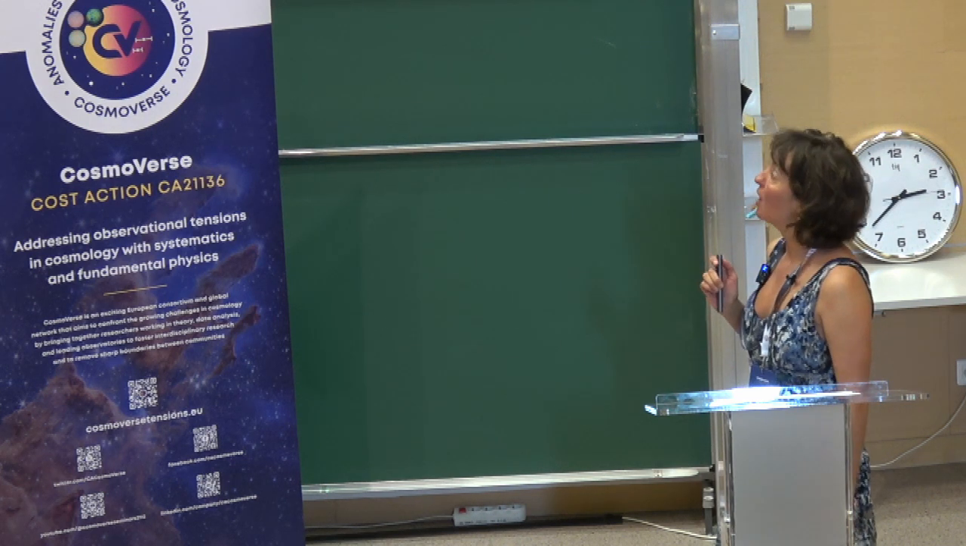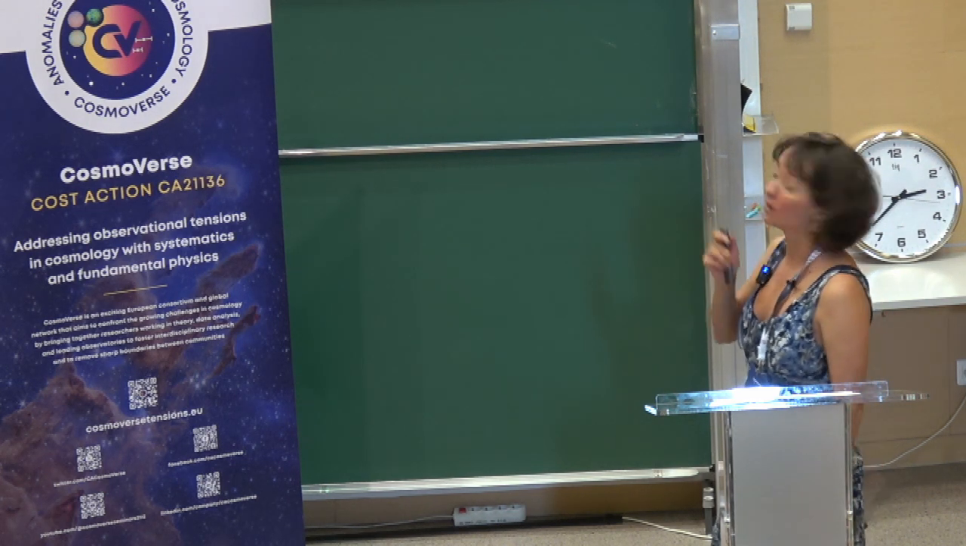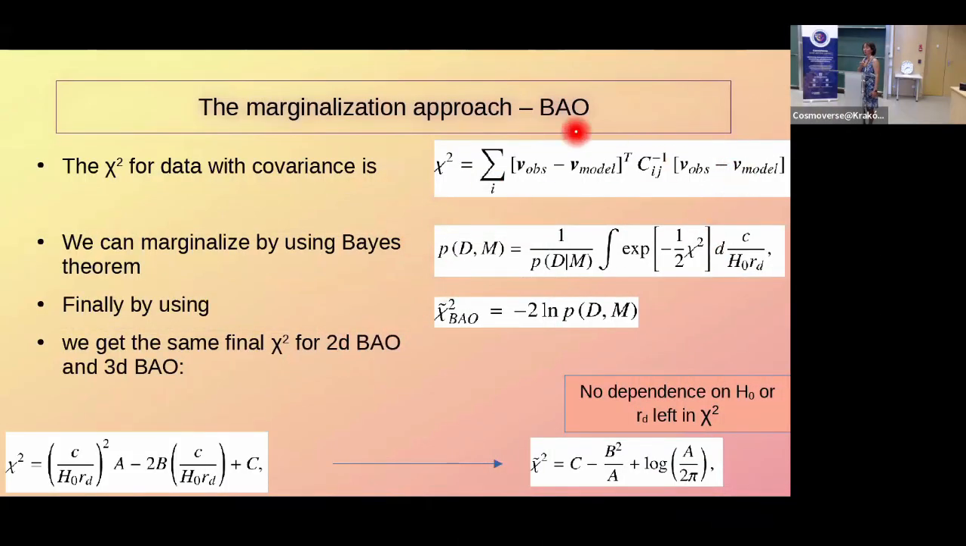We take the chi-square for our data sets. In this slide, we have the chi-square for the BAO data with covariance. When you expand this formula and apply Bayes' theorem to it, you can integrate out H0 and rd from our equations, because everywhere they are encountered as this factor here. If you do the integral from minus infinity to plus infinity, starting with this chi-square, you end after the integration with this chi-square, which does not have H0 and rd inside it. So it is free from these parameters.